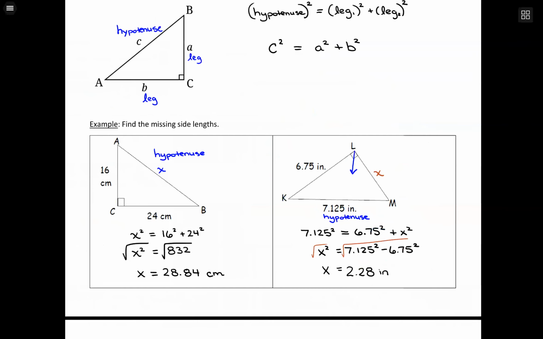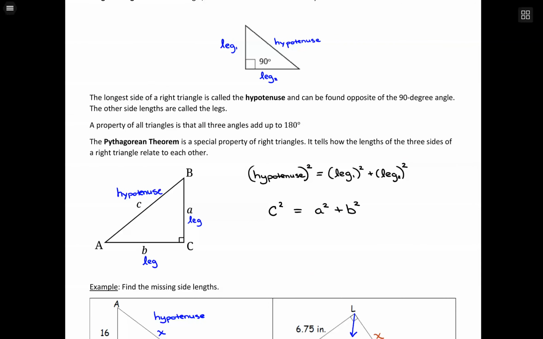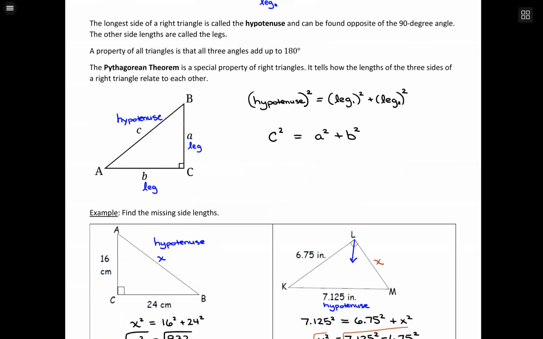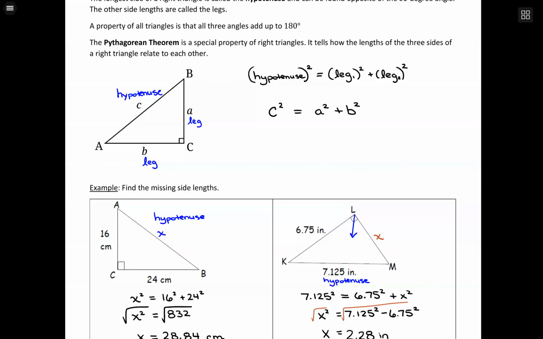All right, so that's just a little review of our right triangles, being able to recognize what the hypotenuse is. The property of those three angles adding up to 180 will come in later, and then using the Pythagorean theorem to solve for a missing side length in a right triangle.